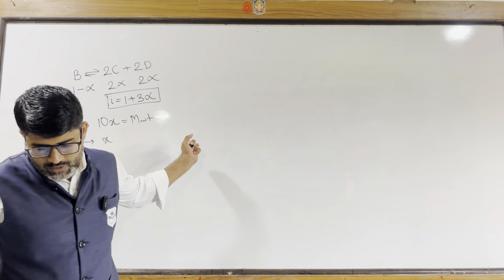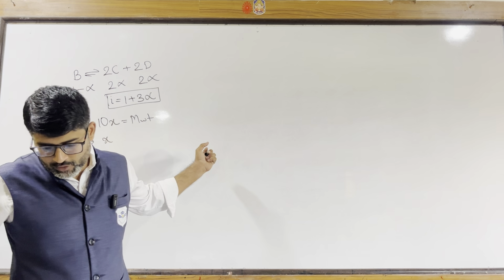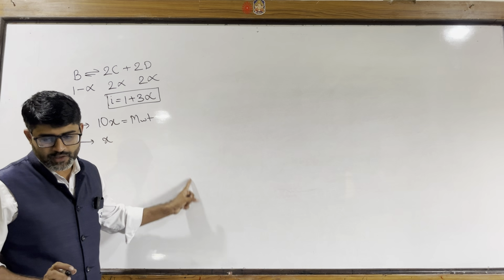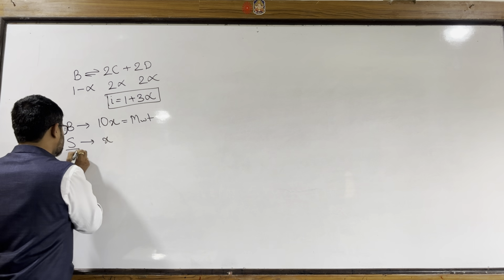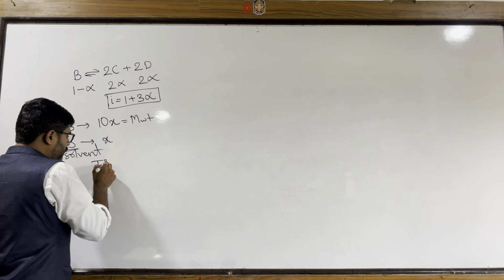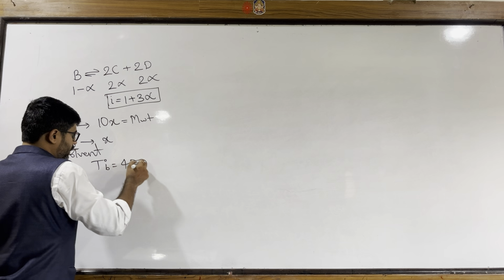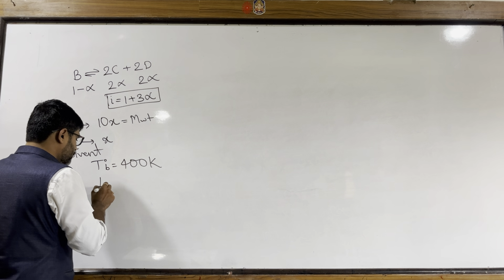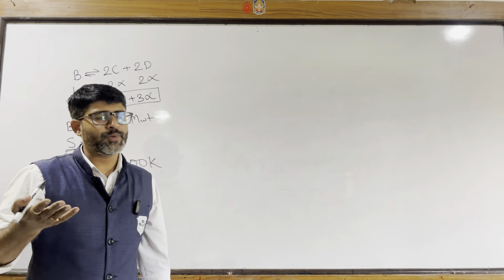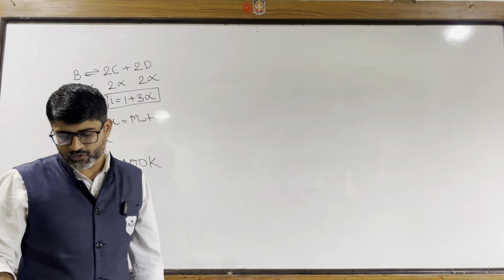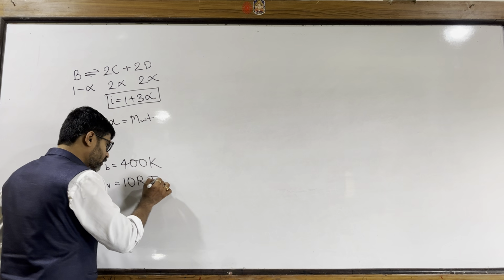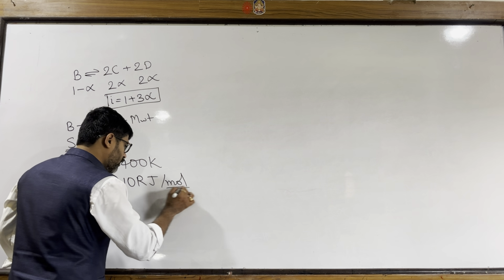I am taking these values, and the standard boiling point of this solvent. S is the solvent here and B is dissolved in it. So we have the boiling point of S as 400 Kelvin. And next we have the latent heat of vaporization, or the standard enthalpy of vaporization, which is 10 R joule per mole. This is the value per mole.